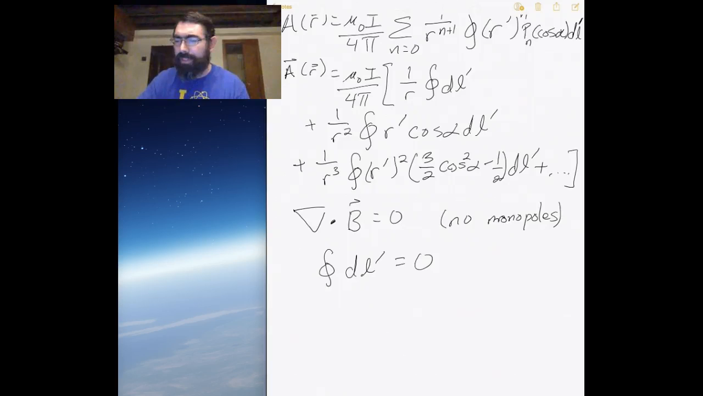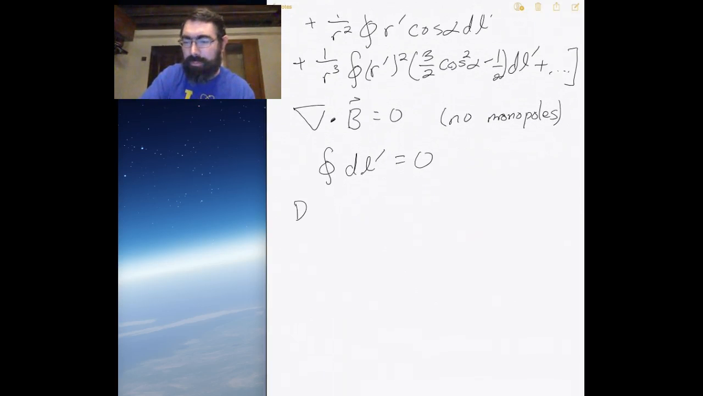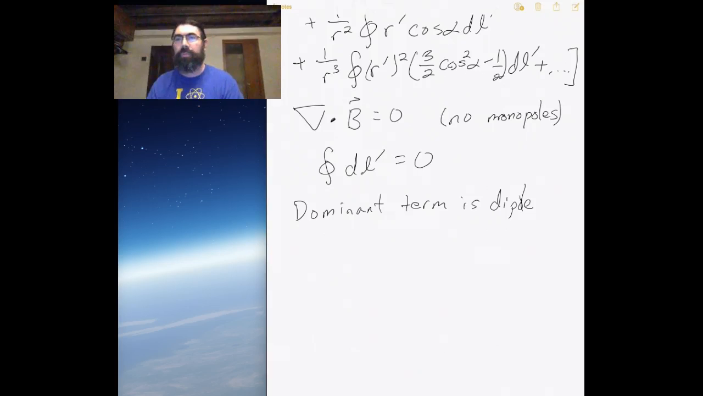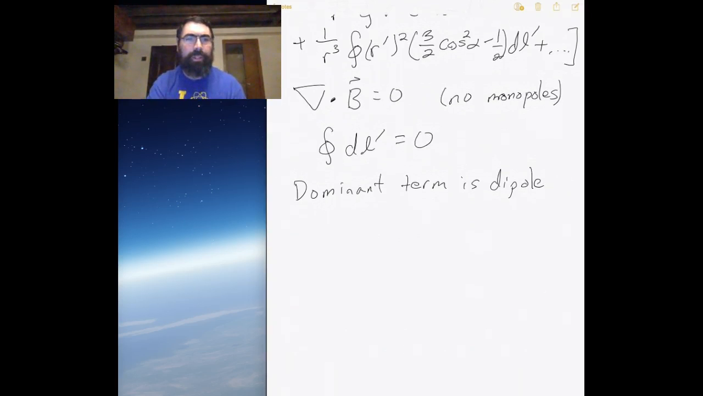Okay, so that means that the dominant term is the dipole. So magnetic fields, their lowest order term is going to be a dipole. Okay, so let's write out the dipole term.